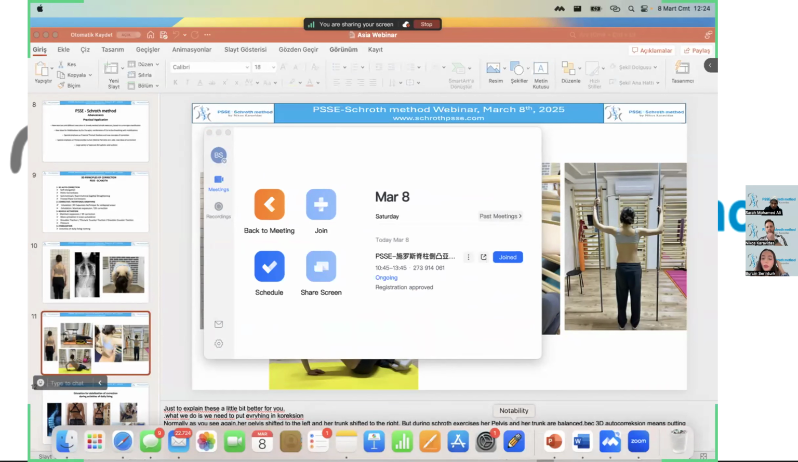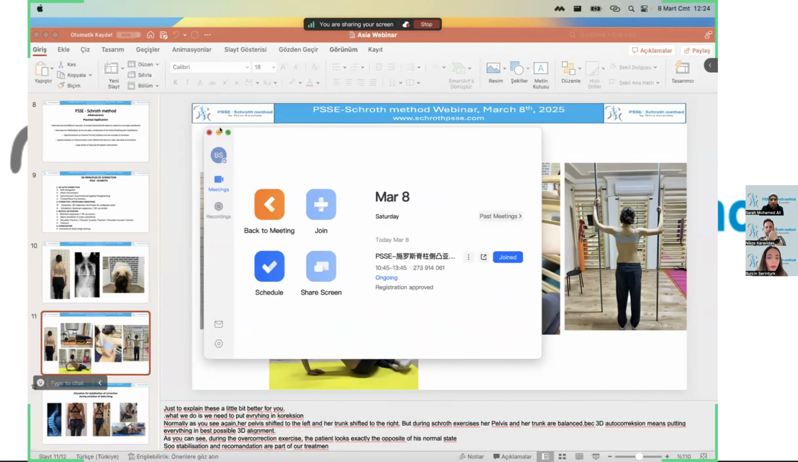Did you see my screen in both applications? For both, right? Okay, great.